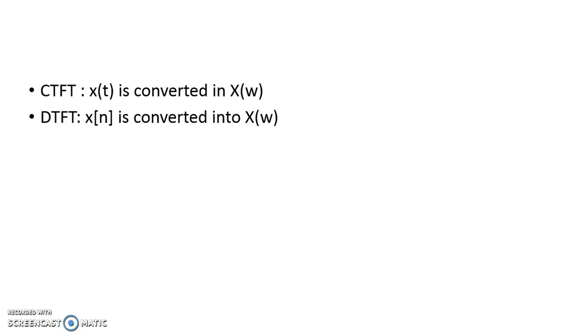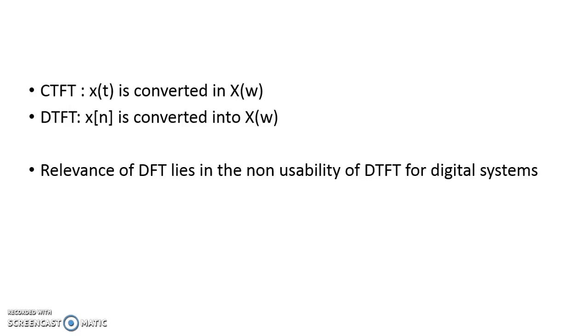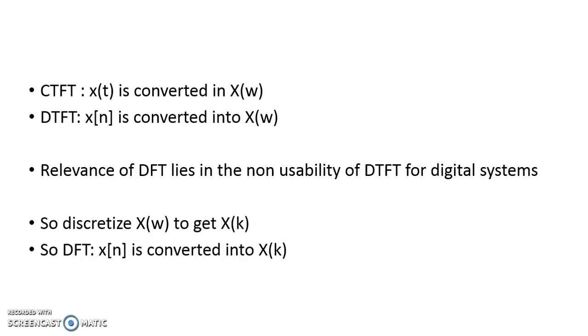Now, even though the input is discrete, for usage in computers, x of omega has to be discretized. So we need a new kind of transform where x of omega gets discretized into x of k. So that leads to the usage of DFT, where x of n, that is a discrete time signal, is getting converted into x of k, which is available in the discrete version in the frequency domain.